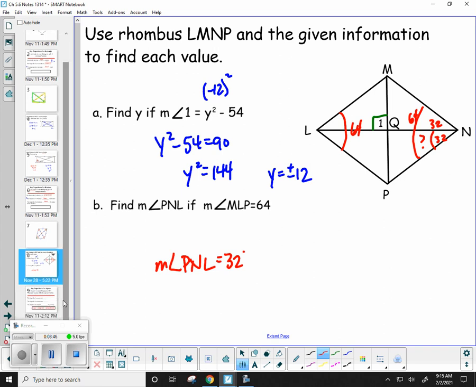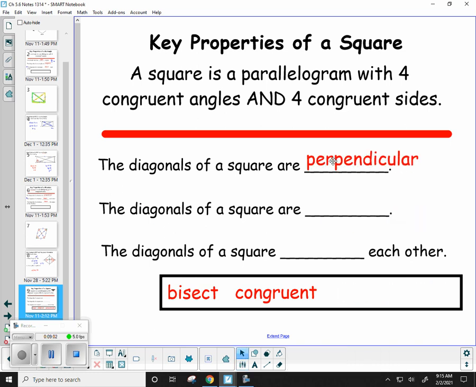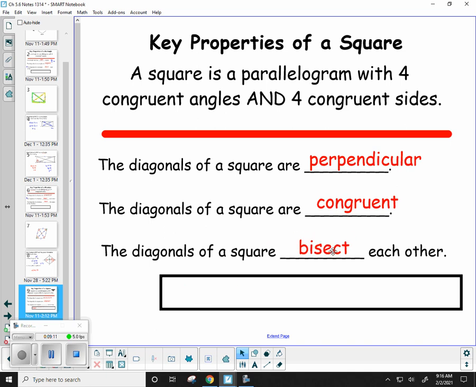All right, so our last shape here is a square. A square is a parallelogram with 4 congruent angles and 4 congruent sides, which means it's a parallelogram that's both a rectangle and a rhombus. So all these properties should be familiar. The diagonals of a square are going to be perpendicular, that's from my rhombus. The diagonals of a square are congruent, that's from my rectangle. And still, the diagonals of a square are going to bisect each other, because it's a parallelogram.